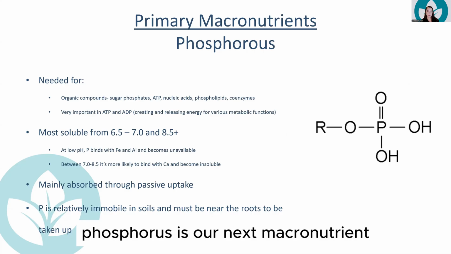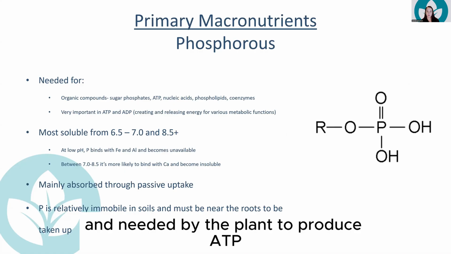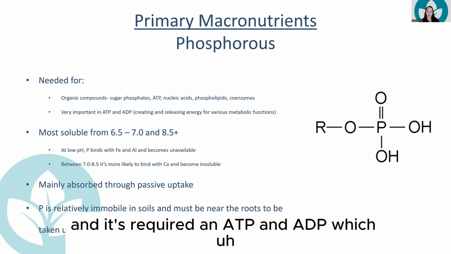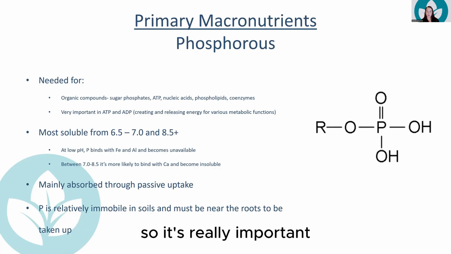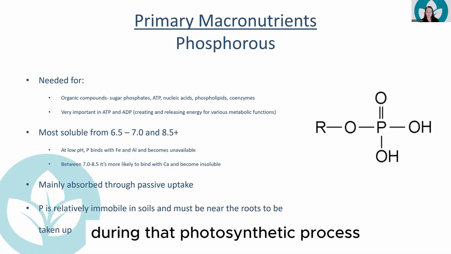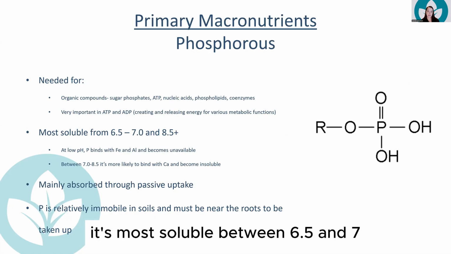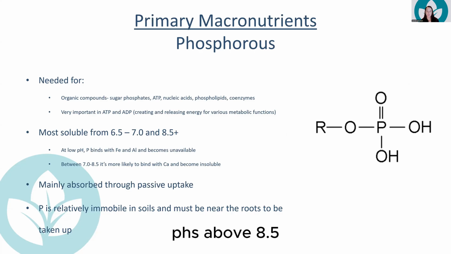Phosphorus is our next macronutrient. It's also very important and needed by the plant to produce ATP, nucleic acids, phospholipids, lots of different enzymes. And it's required in ATP and ADP, which create and release energy in the plant. So it's really important during that photosynthetic process. And phosphorus is a little bit different. It's most soluble between 6.5 and 7. And then it's also very soluble at pHs above 8.5.